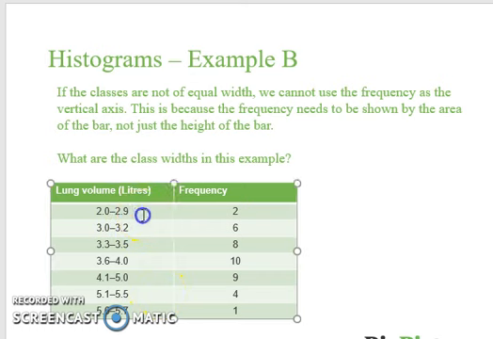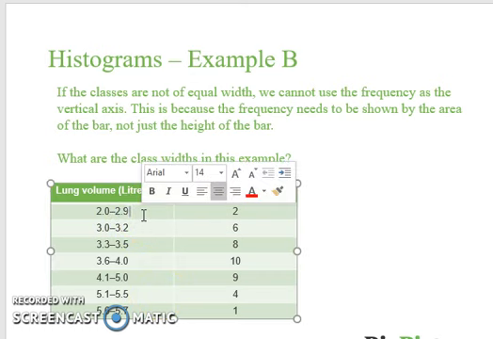The class width for the first case is 1. Why is it 1? For 2.0, you count the number of values: 2.0, 2.1, 2.2, 2.3, 2.4, 2.5, 2.6, 2.7, 2.8 and 2.9. There are 10 values of 0.1 each. So what is the class width? 10 into 0.1, which is equal to 1.